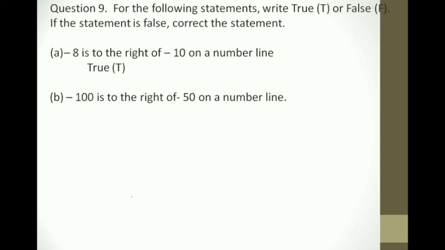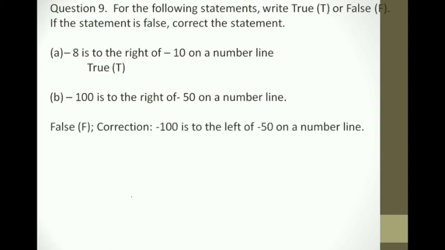Negative 100 is to the right of negative 50 on a number line. Between two negative integers, the one which is smaller is bigger. So this statement is false, because negative 100 is to the left, because negative 100 is a smaller number as compared to negative 50.